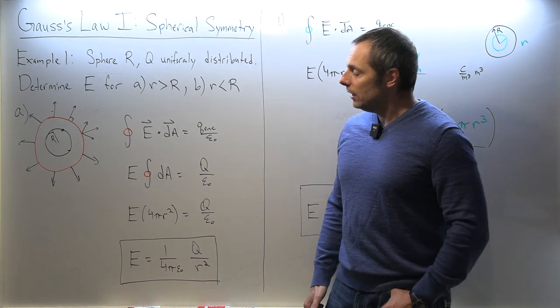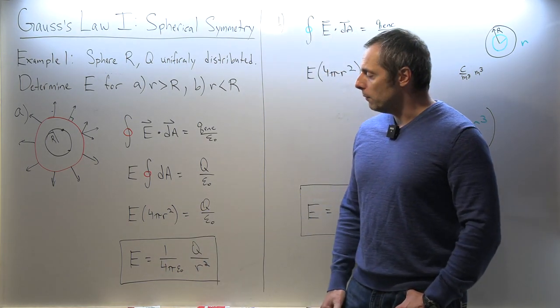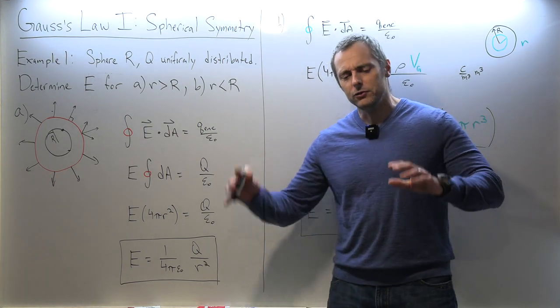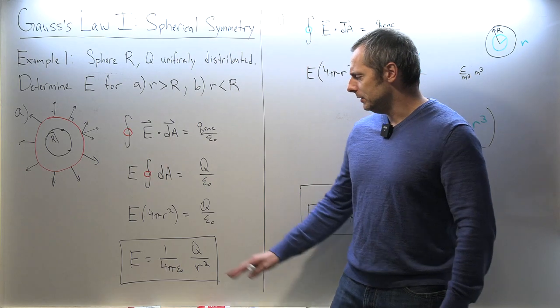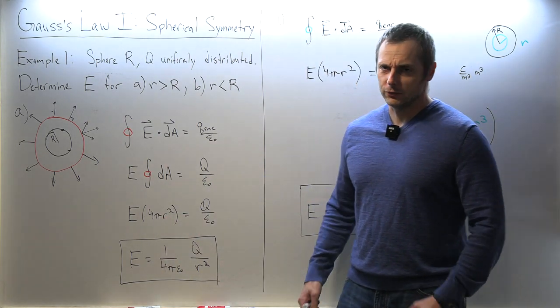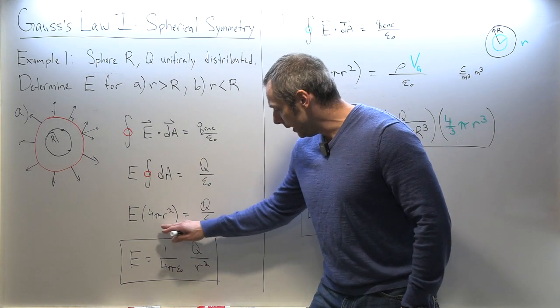What's the area of a sphere, or the surface area? This is something you have to remember, 4 pi r squared. Don't worry, we're going to be using it a zillion times by the time the test comes around. This will be like you could recite the surface area of a sphere in your sleep. So E times area, 4 pi r squared.